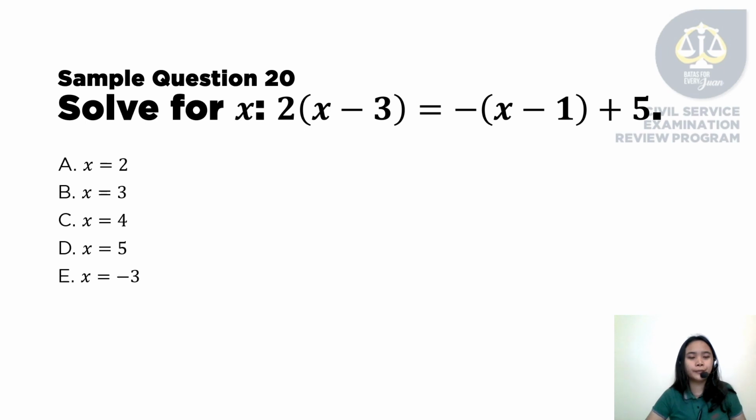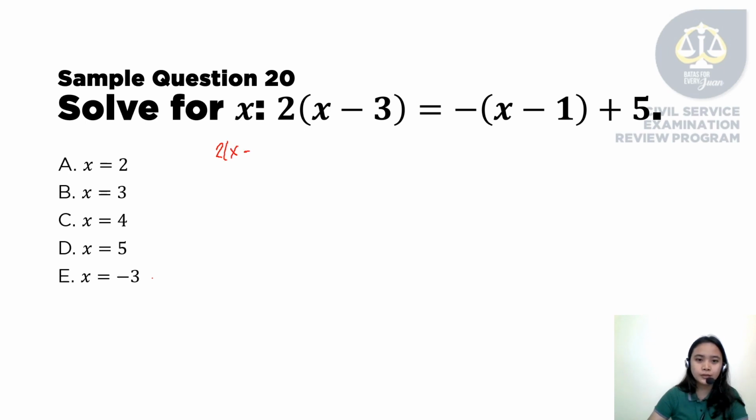For number 20, solve for x. 2 times x minus 3 is equal to negative of x minus 1 plus 5. For our choices, A natin ay x is equal to 2, B, x is equal to 3, C, x is equal to 4, D, x is equal to 5, and E, x is equal to -3.